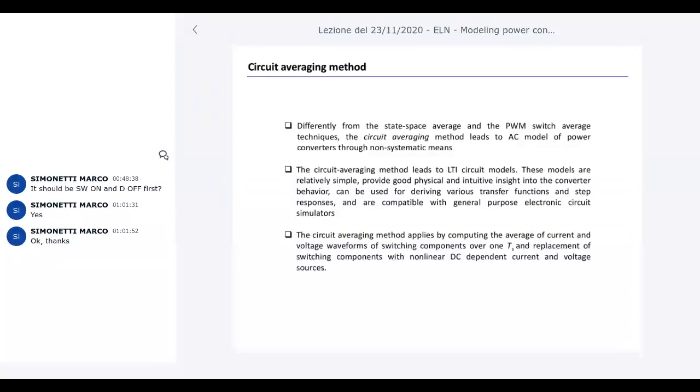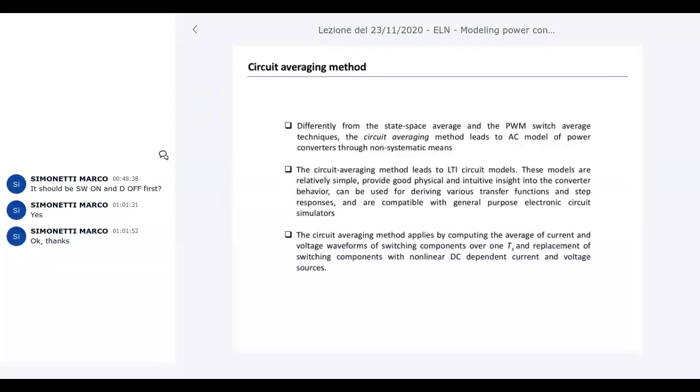Then from 10 to 11:30, the second half of tomorrow's lecture will be devoted to starting the analysis of the controllers. So let me start with the description of the third method that you can apply to derive the small signal model of switch mode power converters.